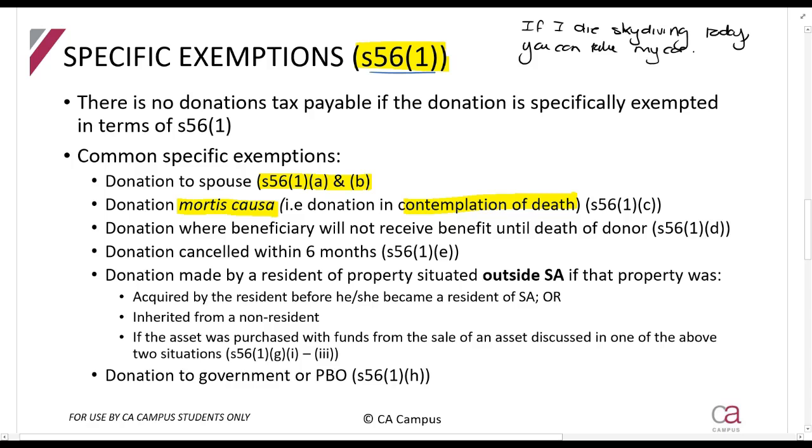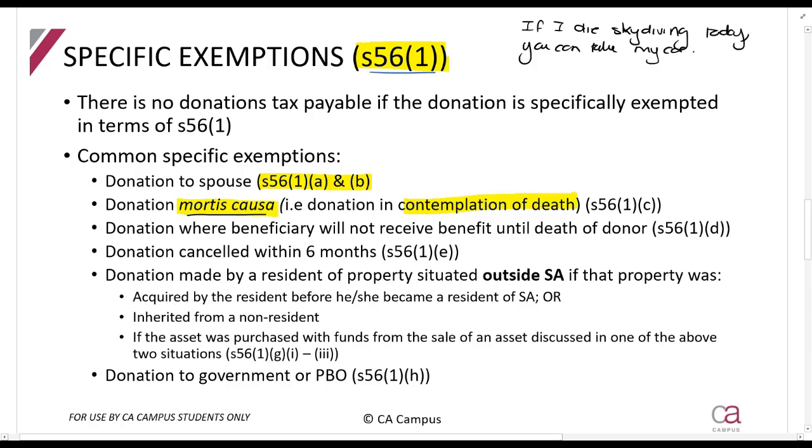So when are you going to get the car? If I die today doing skydiving. If I die tomorrow in a car accident, not today, so I go skydiving and I'm fine, tomorrow I die in a car accident, you will not get it. It must be specific. Today, or if I die doing skydiving, it must be specific. That is exempt from donations tax. The reason for that is because it will be included in estate duty, but we'll study that separately.